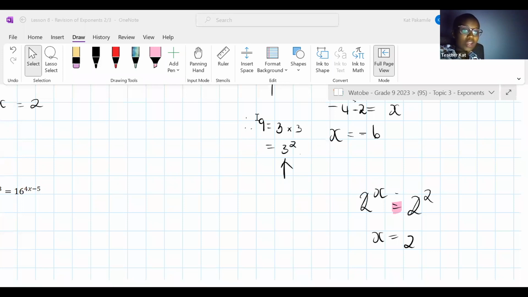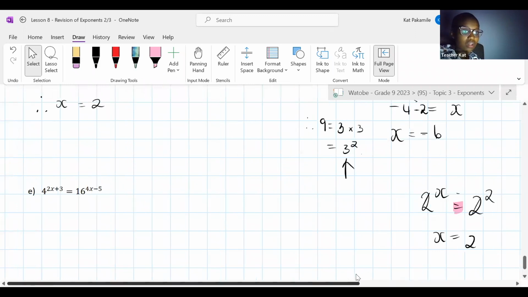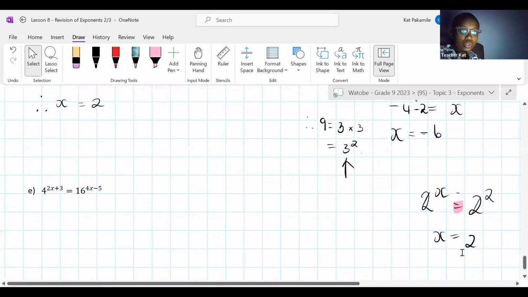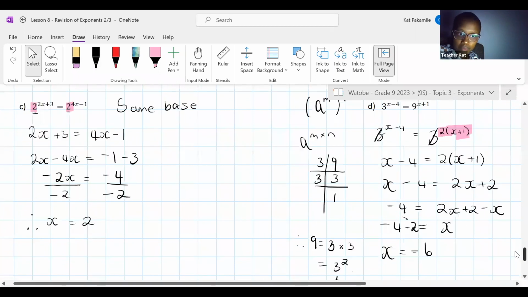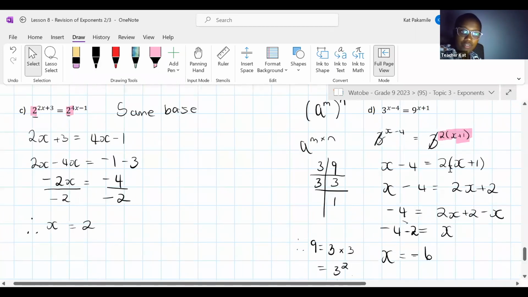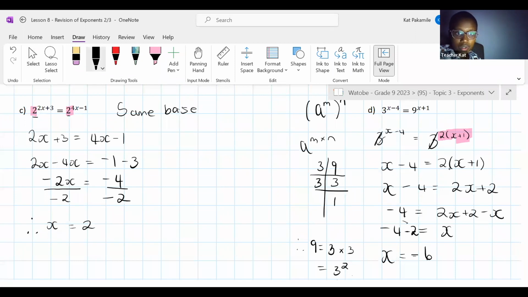Hello, ma'am. I wanted to ask where we got the 2 from at 2x plus 2 minus x. The 2 was from, you see, when we multiply, we distribute here. So what's 2 times x? 2x. 2 times 1, sorry, 2. There we go. Do you see where we got the 2? Yes. Wonderful. Thank you. You're welcome.